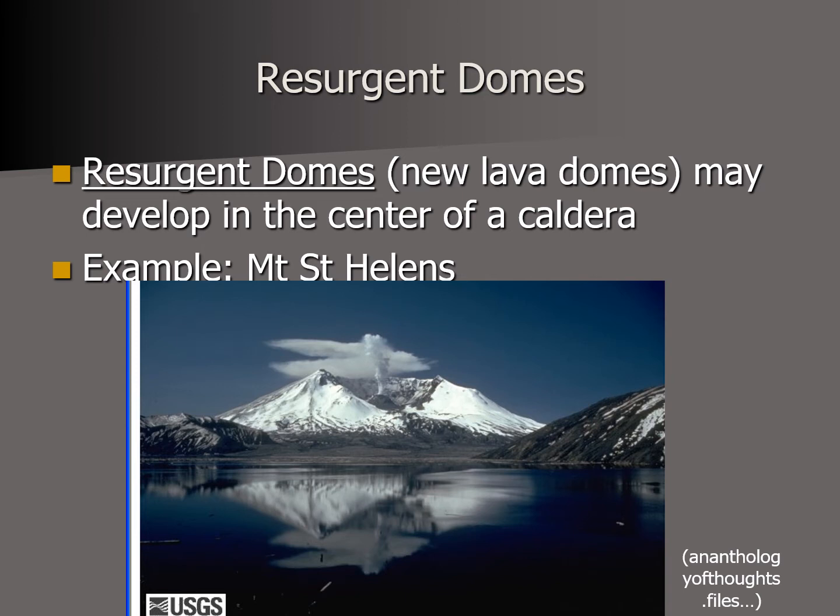Okay, so here's that image of Mount St. Helens again, and just to remind you guys, Mount St. Helens has a caldera, not a crater, because it had a huge eruption back in 1980, and it has a resurgent dome there in the center because it's still active, with new small eruptions over time. It's trying to rebuild itself to its former glory.